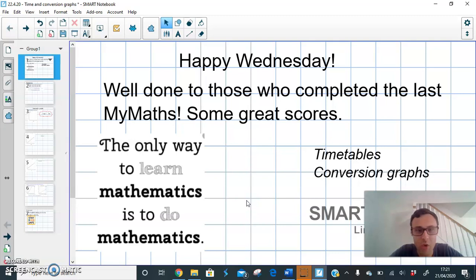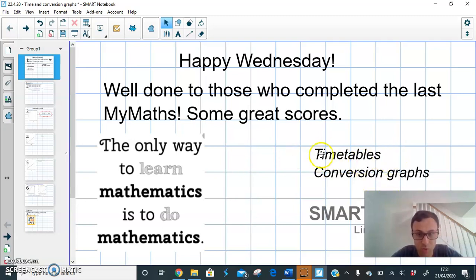How quickly they are going. Well done to those of you that have completed the last My Maths. I can see some really good scores coming through, which is excellent. Your next two pieces of My Maths are on and ready to go. It's on timetables, so reading timetables, still linking with time, and conversion graphs linking to converting units, which obviously was this week.